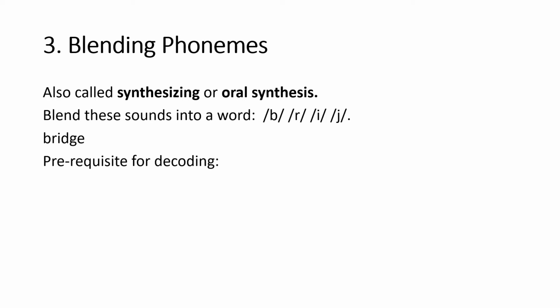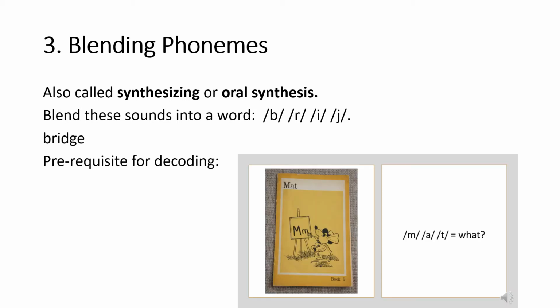Blending phonemes is a prerequisite for decoding. Remember little Jenny's difficulty with the Mat-a-Rat series. Little Jenny knew the letters and the sounds, but she could not decode the word mat. She would look at each letter and say its sound over and over again. A, t. But she could not bring these three sounds together into a word because she could not blend the phonemes or sounds.